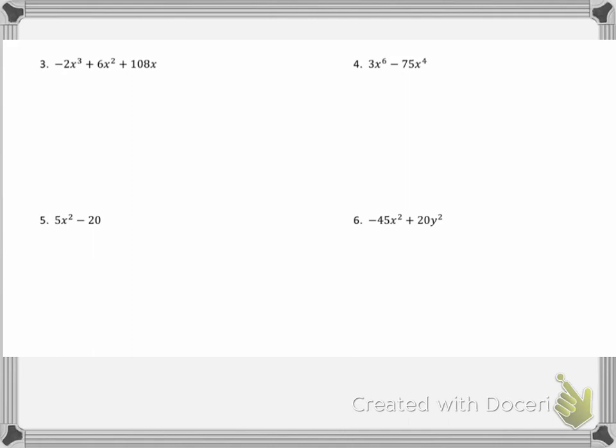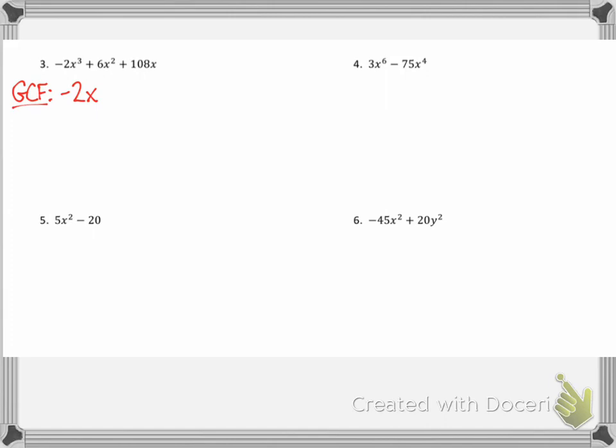So number 3, same deal. First thing I want to see is there a GCF? And once again, there is. So for GCF, if I look at this problem here, I can take out a negative 2x.